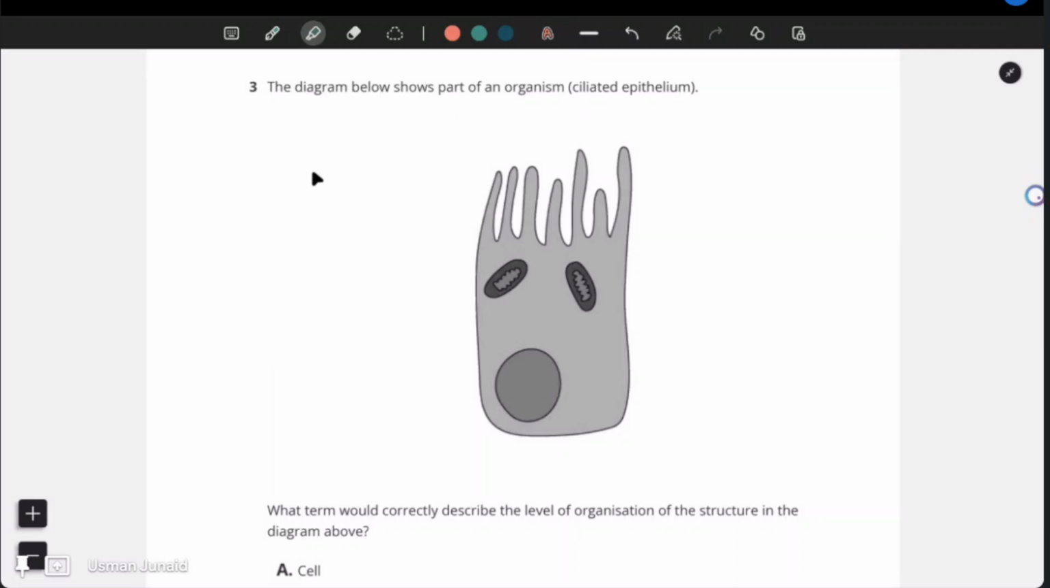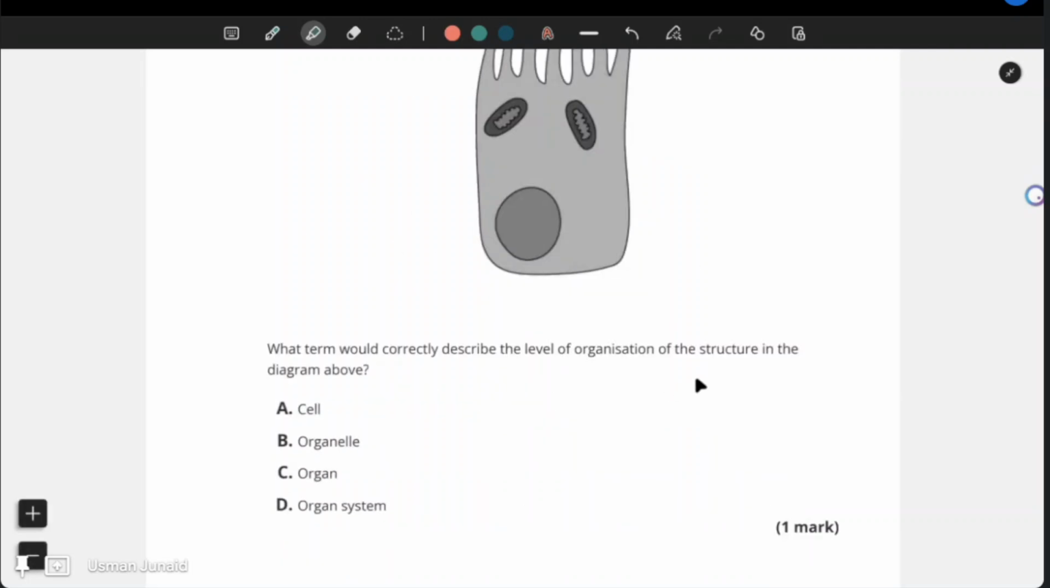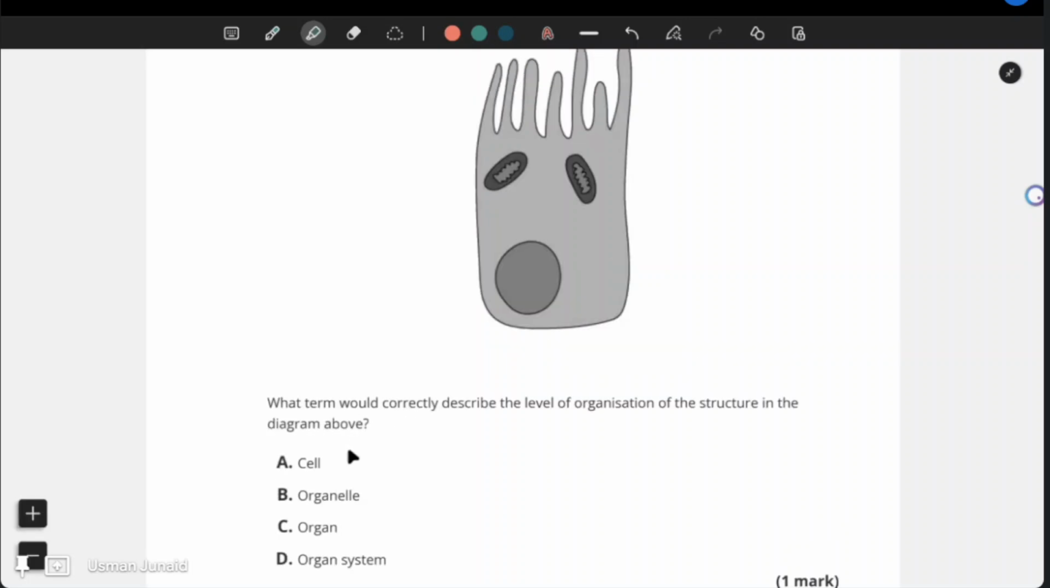The diagram below shows part of an organism called ciliated epithelium. Which term would correctly describe the level of organization of the structure? Would it be called a cell, an organelle, an organ, or an organ system? Option B. Why would it be called an organelle?